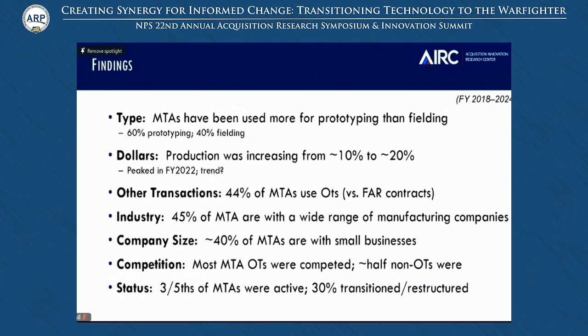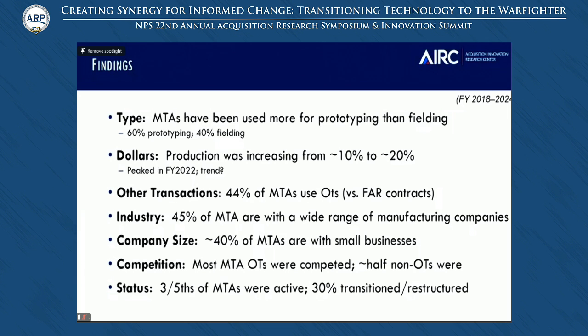Is there a trend there? It appears to be, but we just have to keep watching it over the future years. Other transactions, 44% of the MTAs were utilizing OTs, and this is versus the full FAR contract. Industry, again, 45% were wide-ranging manufacturing companies in particular. Company size, the impact on small business was significant, and a significant finding. For competition, most of the MTA OTs were competed, where on the slide it should say half of non-OTs were not competed.